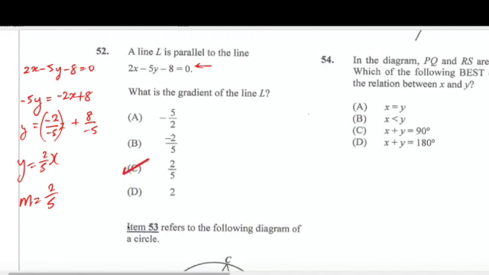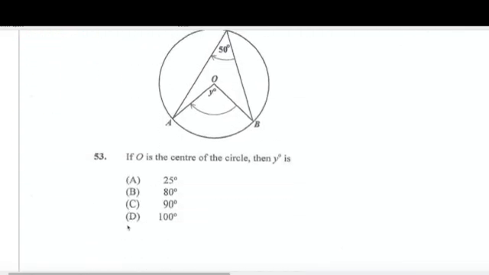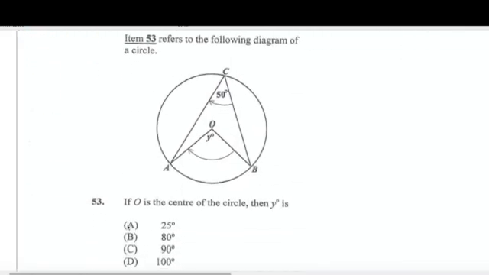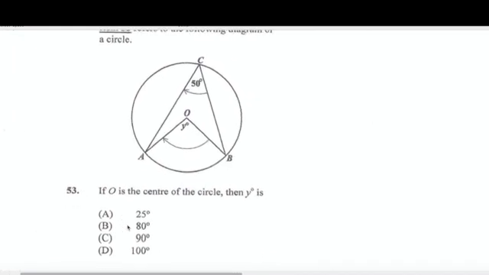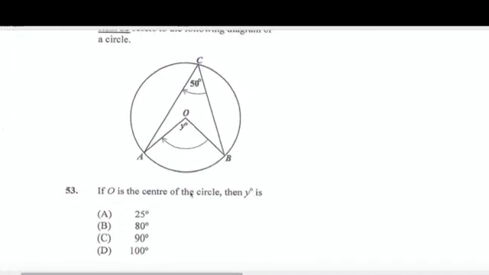Question 53 refers to the following diagram of a circle. Circle theory time. If O is the center of the circle, then y degrees is, well, we know that the angle subtended by the same arc at the circumference will be half the angle at the center, or the angle at the center is twice, so it'll be 100.